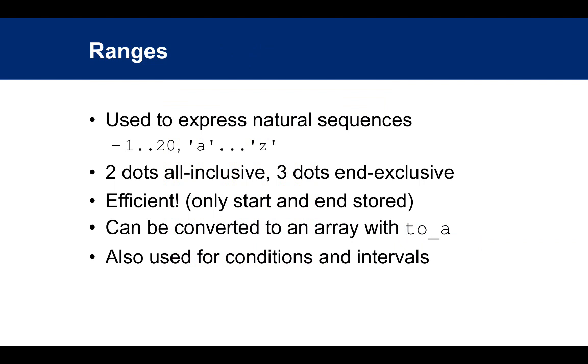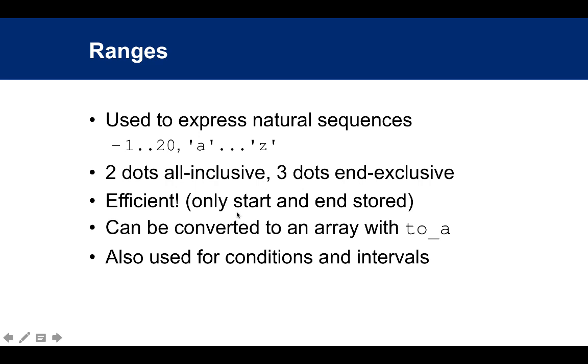Speaking of ranges, you could have a data type in Ruby that's a range. It's basically expressed with either 2 dots or 3 dots. And it doesn't just have to be numbers. It could also be, let's say, letters. So 1 through 20 or A through Z. Now, if you have 2 dots, that means all inclusive. So 1 is included in the range and 20 is included in the range. But 3 dots means that it's end exclusive, which means Z in this case is not included. So A is included, B, C, D, and so on, up through Z, but not including Z.